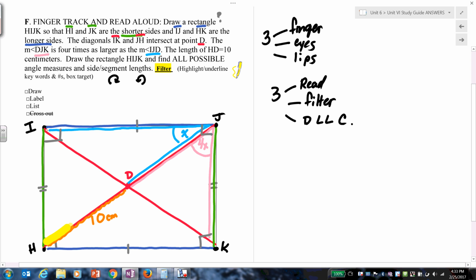From H to D, tracing I to D, tracing J to D, tracing K to D. You need to do it again. You should feel that all of those are exactly the same length. Knowing that, find everything possible in the diagram.